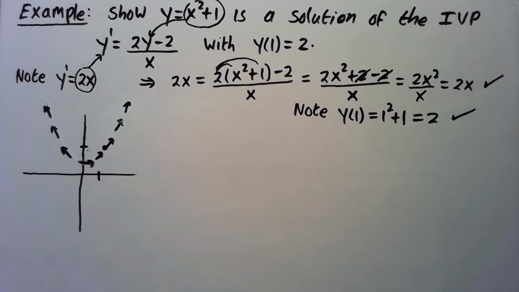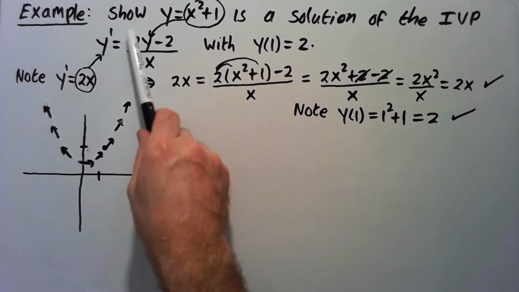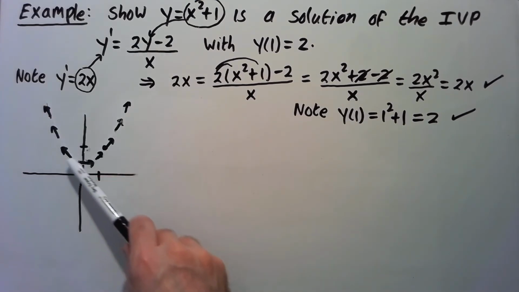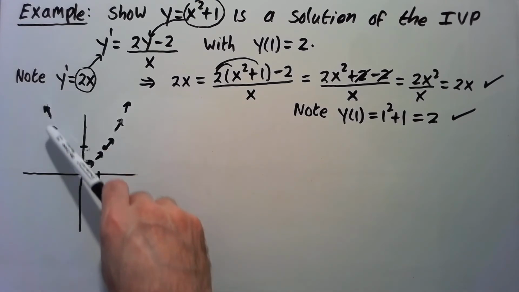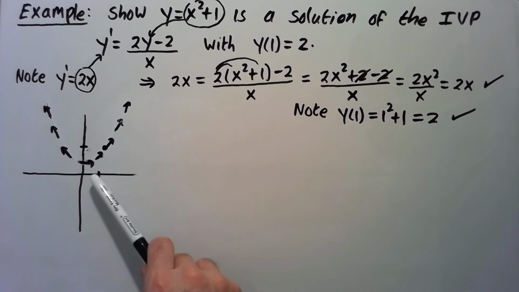So in particular, if you didn't know that this was the answer, you could look at the slope field, and then from the slope field you could draw in the solution curve with this initial condition, y(1) being 2. Okay, let's keep going.